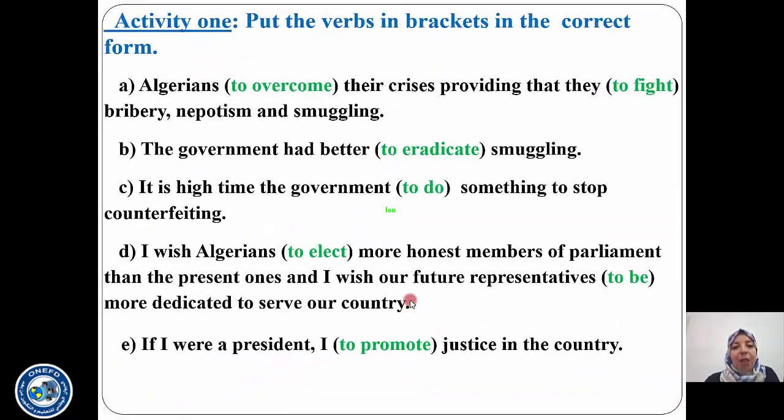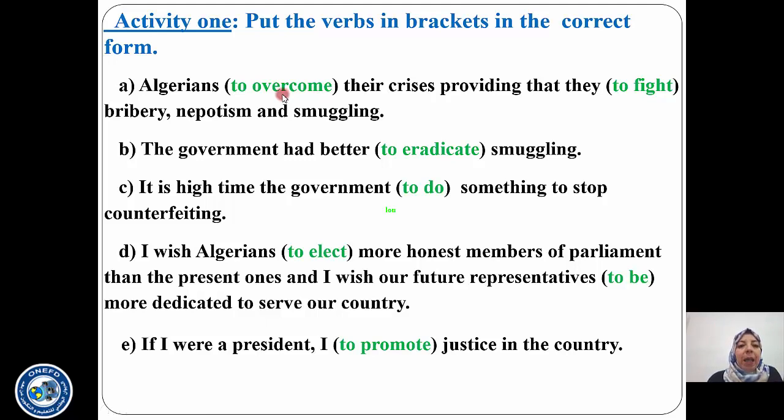Now that we have finished comprehension, let's start the second section, which is, as I said, a revision of the grammar or the language points you have studied before. Activity 1. Put the verbs in brackets in the correct form. Okay, so here are the verbs in brackets. In order to put the verbs in brackets in the correct form, you need to pay attention to every detail in your sentence because there is always something that guides you, that gives you details, to know what tense you have to use.